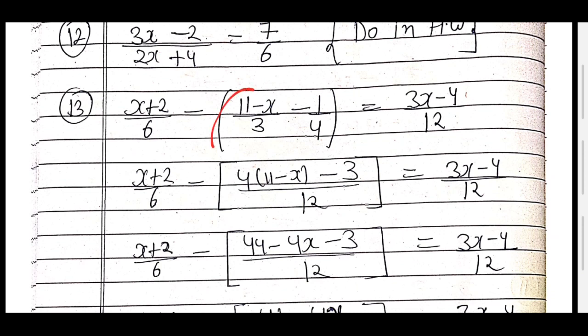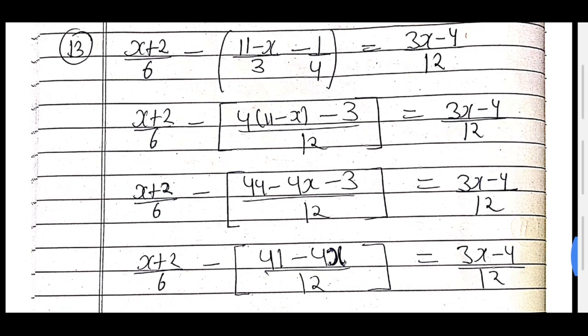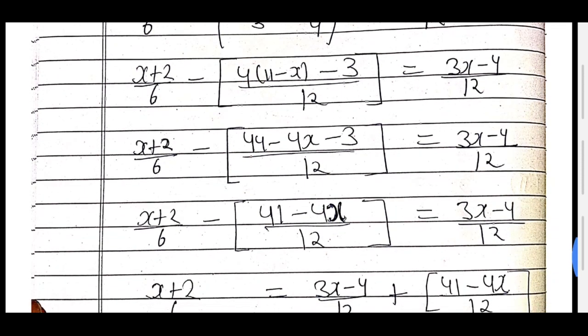Okay, first solve the bracket now. Just multiply this by 4, this by 3, and this together. Now so writing here, 11 4s are 44, 4 into minus 4 is minus 4x, minus 3 as it is, 12. Now solve. 44 minus 3 you get 41, 4 as it is, and it becomes 12 here.